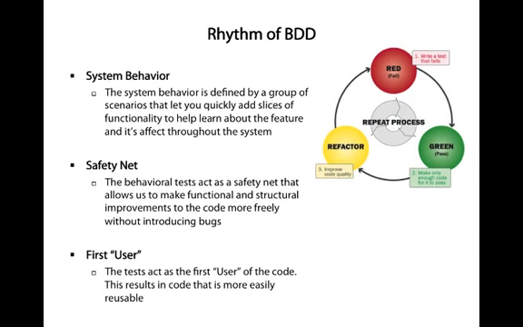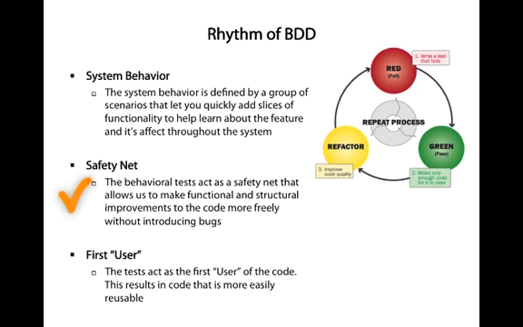Behavior-driven development follows a red-green-refactor cycle. The system behavior is defined by a group of scenarios that let you quickly add a slice of functionality to help you learn about the system. As the product owner, or the tester, or the programmer learns about the system, they have input to the scenarios. They can either modify the scenario or add new scenarios. As we add these new scenarios or make changes, the test will fail, turning the test red. We'll make changes, turn it green, then we'll refactor the code to tighten it up or make any architectural changes that are necessary. The safety net is provided by automating these functional tests.